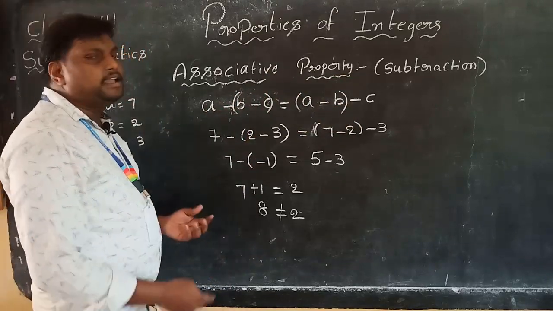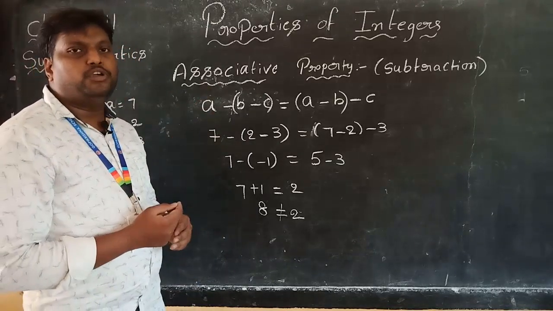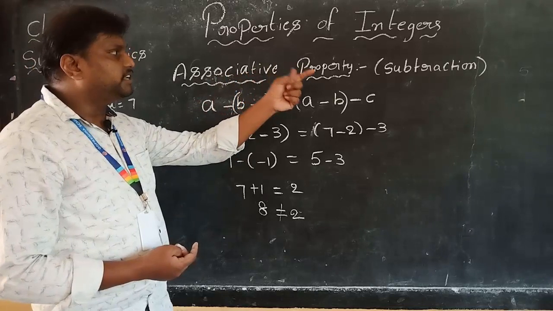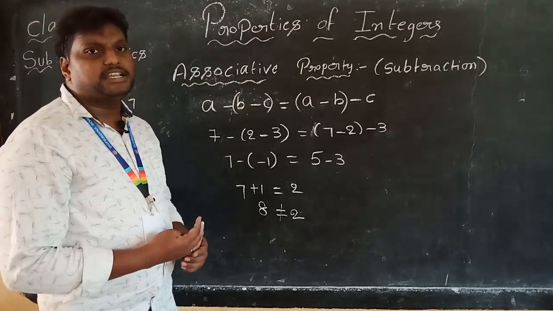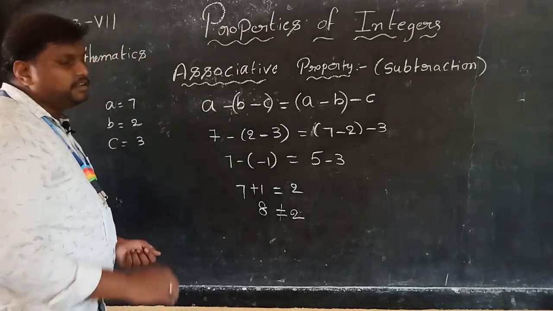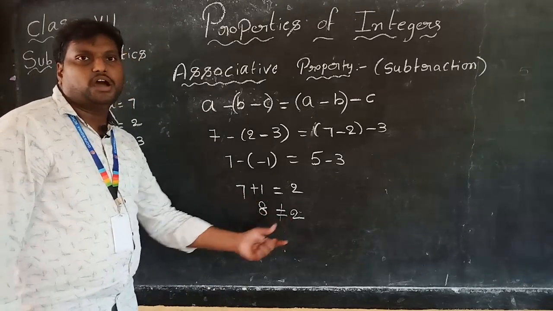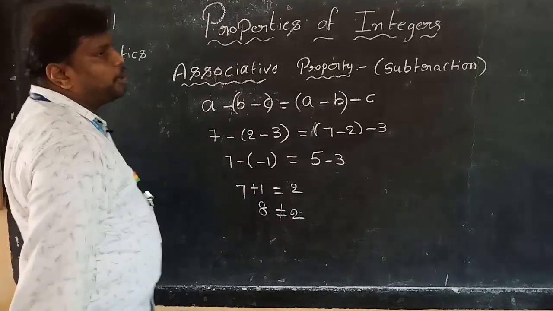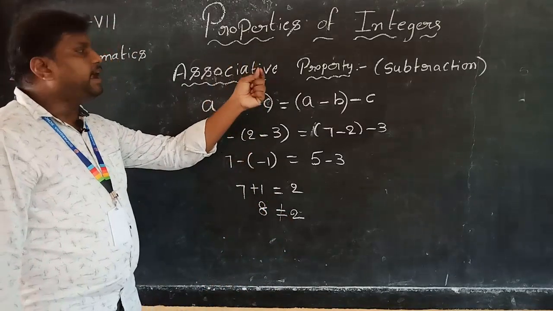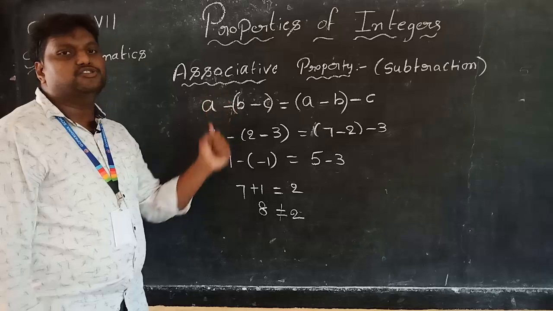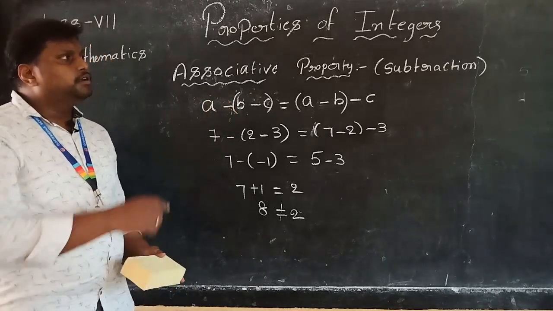The closure property under addition and subtraction is applicable in integers. The commutative property is applicable only under addition in integers. The associative property also is applicable only under addition in integers. Why? Because in subtraction, when we take some examples, we are not getting LHS equal to RHS. That's why in integers we use the closure property, the commutative property only for addition, and the associative property also only for addition. Next class we will discuss the remaining properties.